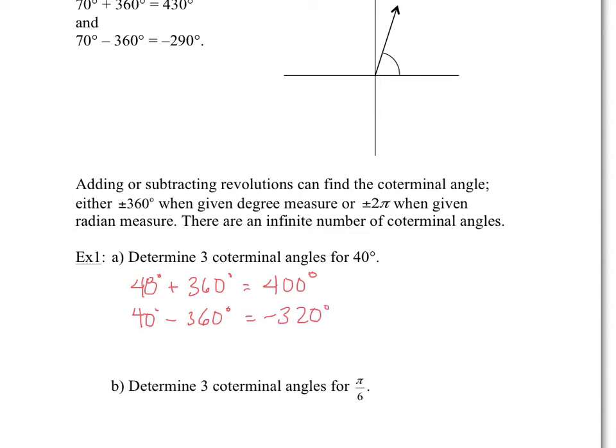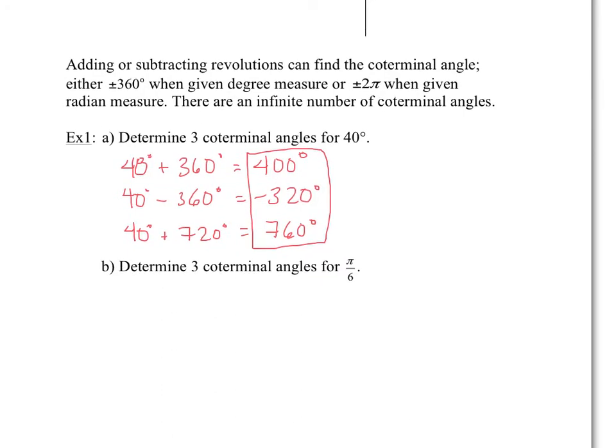Now let's say I want to find another one, because I've only found two coterminal angles. 40 degrees is coterminal with itself, but I could just add 2 rotations, for example. So I'm going to add 720. Really that would just simply be adding 360 to this one, right? And the total would be 760. So all 4 of these are coterminal to 40 degrees.